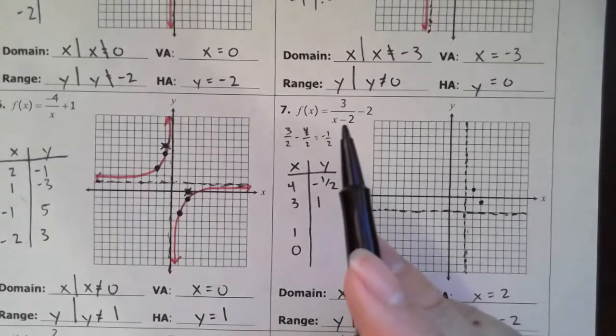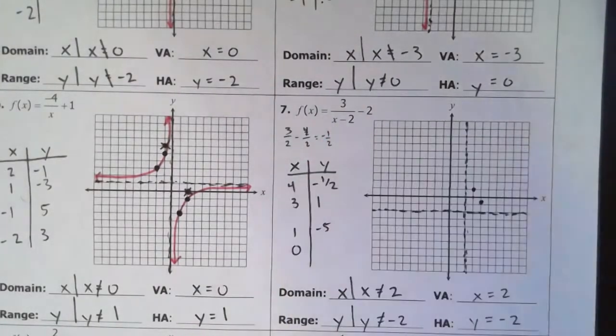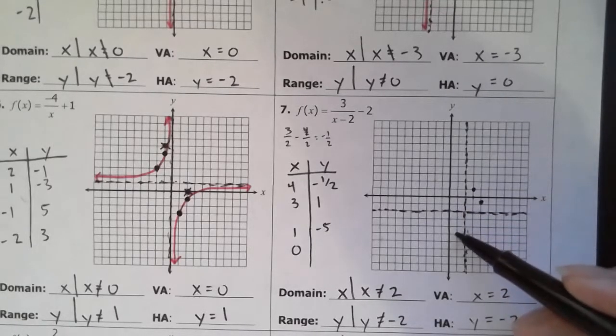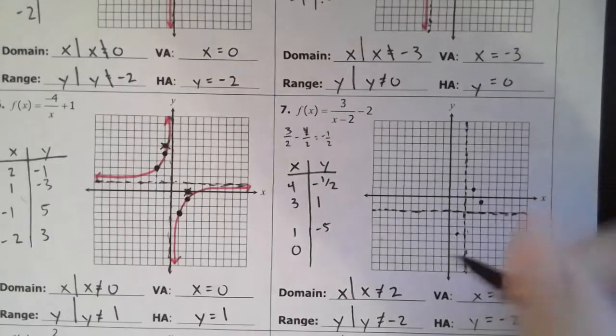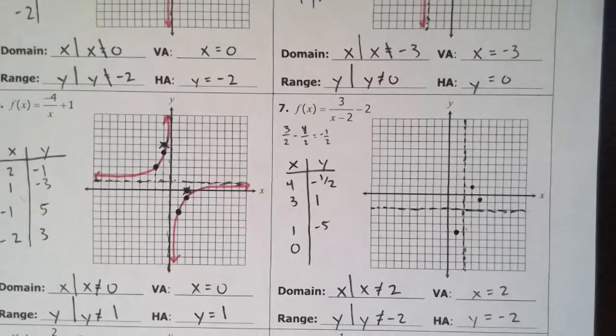Okay, when I plug in 1, I get 3 over 1 minus 2, which is -1. I get -3 minus 2, I get -5. So at +1, I have -5. So 1, 2, 3, 4, 5. Yeah, don't get thrown off by those asymptotes. So there's 1 comma -5.